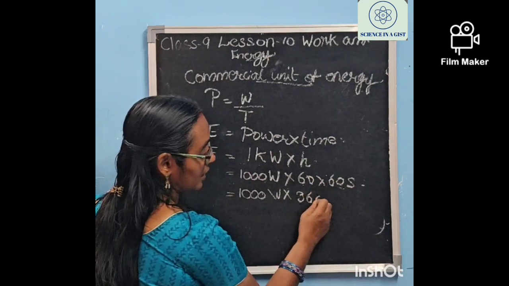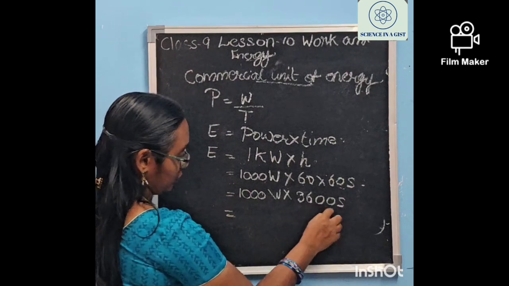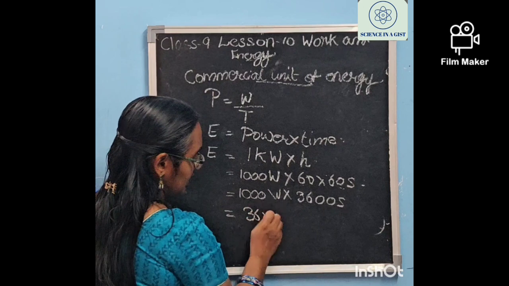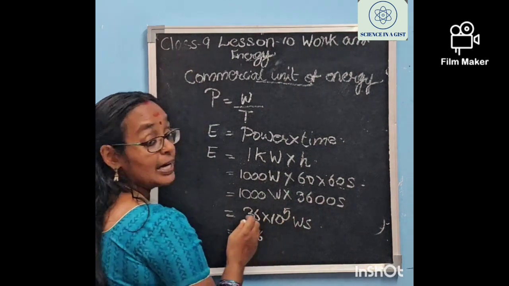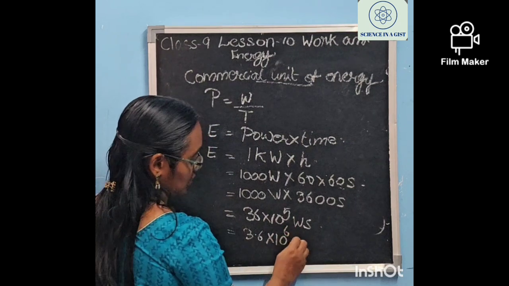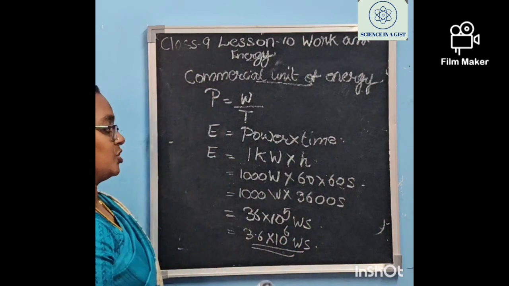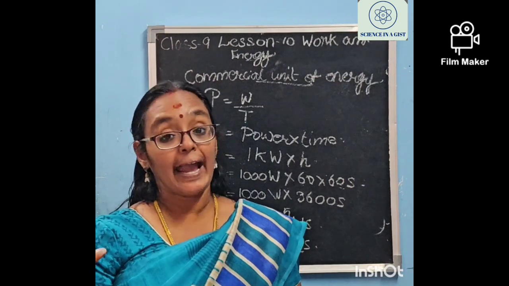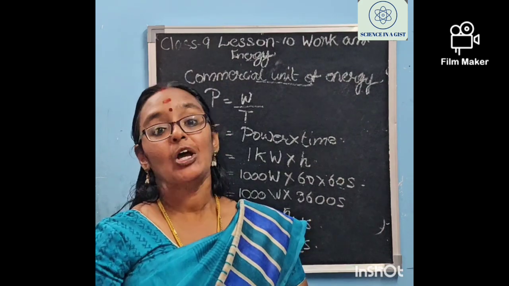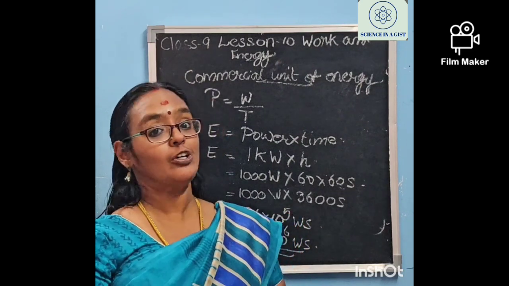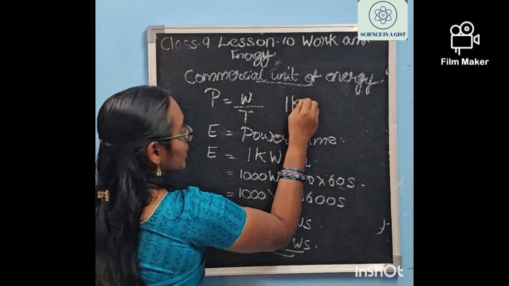36, and how many zeros have to be written? 2 zeros, watt seconds. How many zeros are there all together? 1, 2, 3, 4, 5. So 36 into 10 raised to 5 watt seconds, or we can say 3.6 into 10 raised to 6 watt seconds. This is the commercial unit of energy. 1 kilowatt hour is defined as the energy used in 1 hour at the rate of 1 kilowatt.